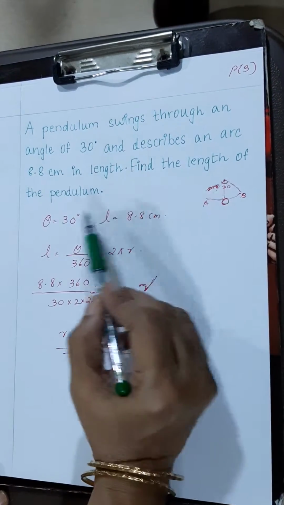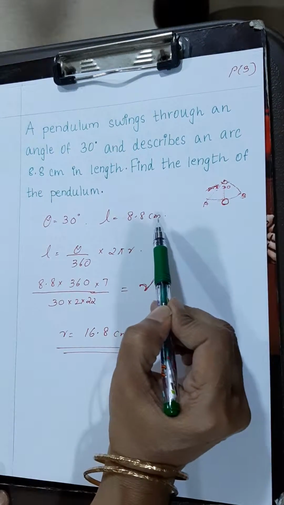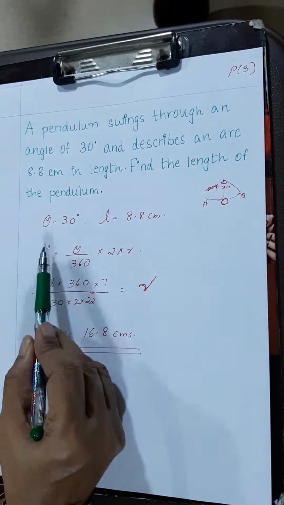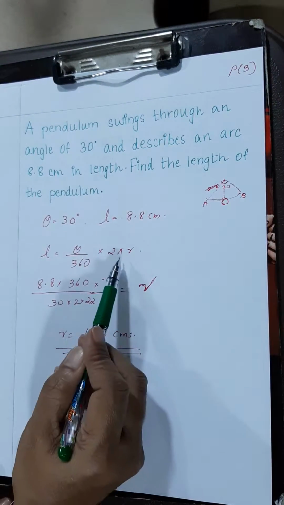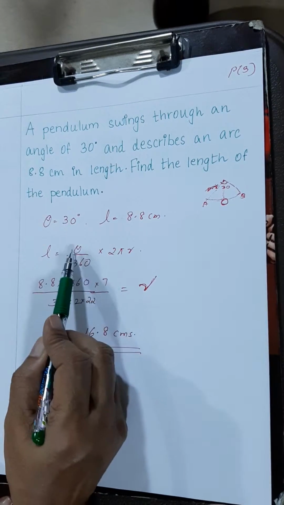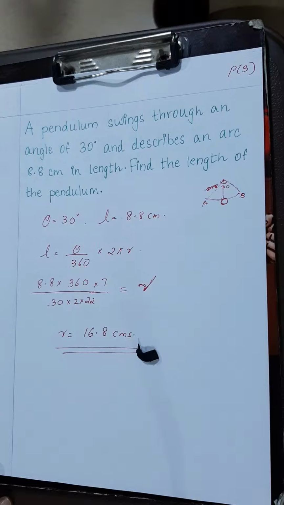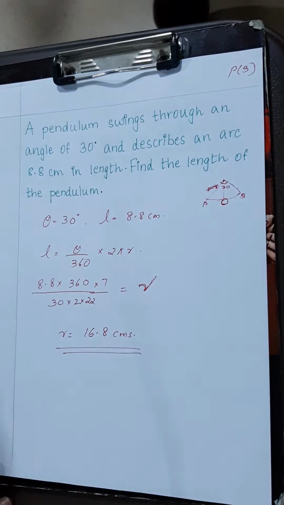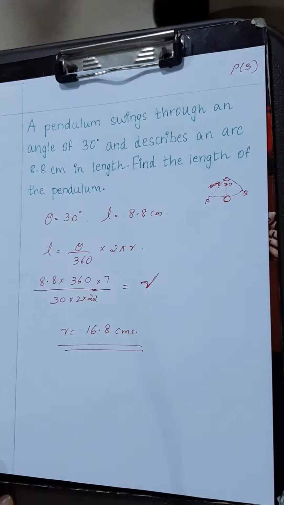So theta is equal to 30 degrees. Here the arc length L is equal to 8.8, which is given. Now substitute in the formula. L is equal to theta by 360 into 2 pi r. You have L and you have theta, from which you can get the value of r. So the radius is equal to 16.8 centimeters.